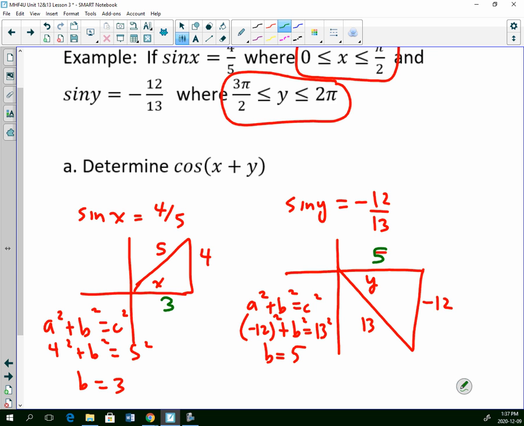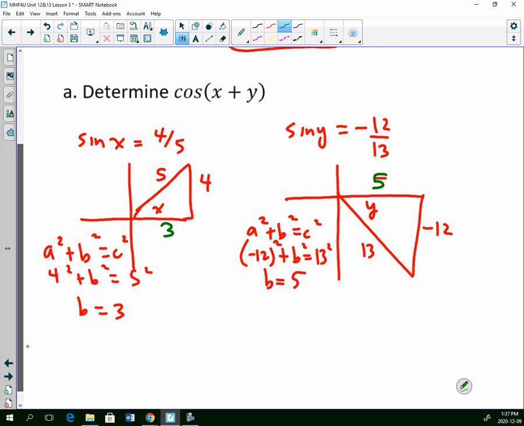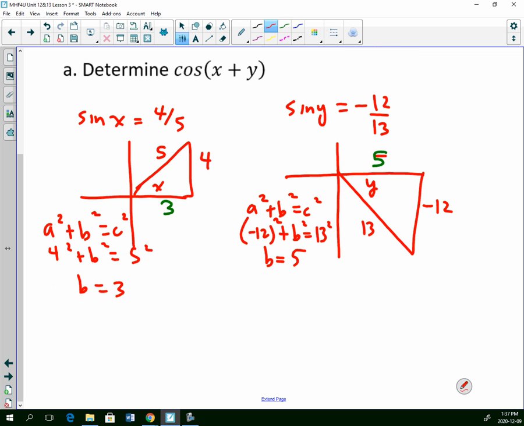So we have our two completed diagrams. We have angle X in quadrant 1. We have angle Y in quadrant 4. It asks us to find cosine X plus Y. So we are going to write out the compound angle formula for cos X plus Y, which is cos X cos Y minus sine X sine Y. And then we're going to find these values from the diagrams that we just drew.